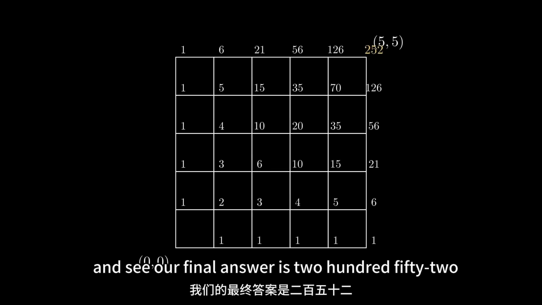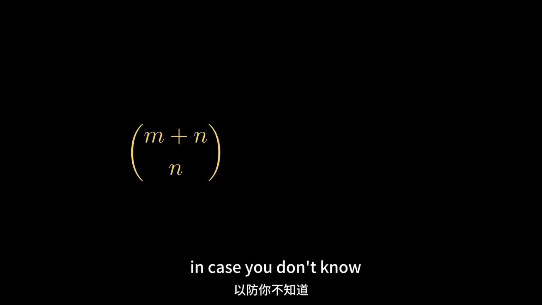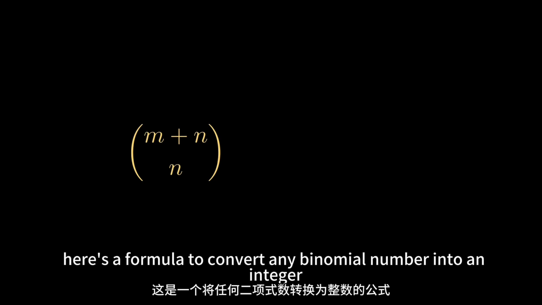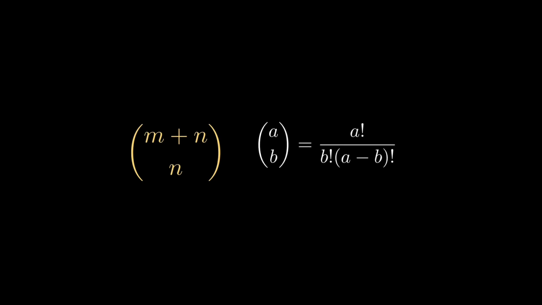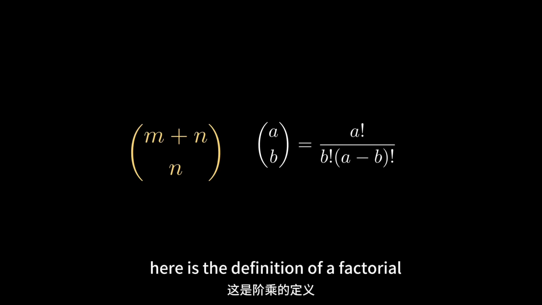And see, our final answer is 252. Now we have already solved these problems in two ways, but there's some more interesting conclusions about this problem to discover. In the first method, we got our answer in the form of binomial numbers. In case you don't know, here's a formula to convert any binomial number into an integer. And also, if you don't know what a factorial means, here is the definition of a factorial.